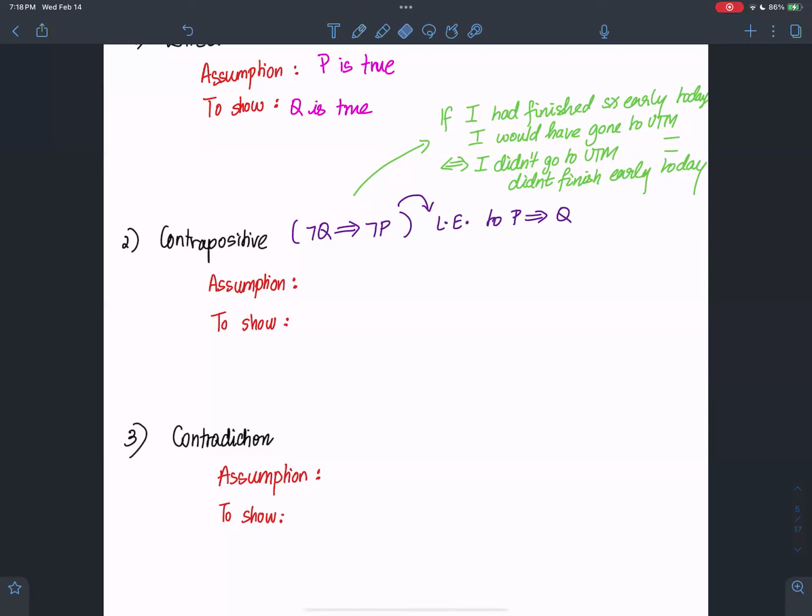You can also think of it like that. If statement one is me saying, and you have to believe that I'm telling the truth, if I had finished early today, I would have gone to UTM. That's the truth. Now, the fact that I didn't come to UTM then means I didn't finish surgery early today. Does this make sense? That's basically contrapositive. Maybe this is not the best example to use in English. My brain is fried right now. But come up with an English day-to-day language statement yourself where it makes sense.